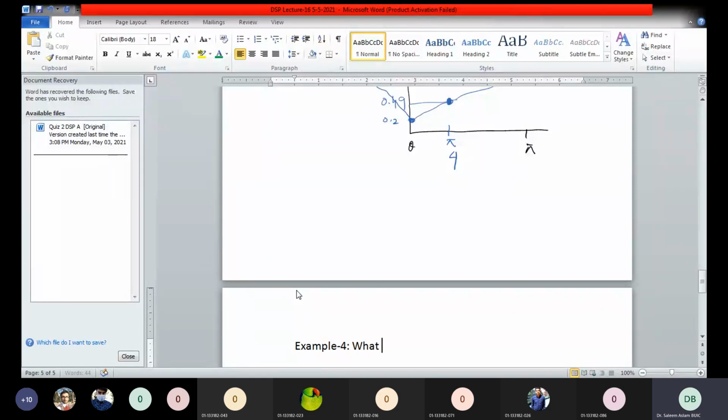what is the frequency response of a system with a single zero residing on the unit circle?